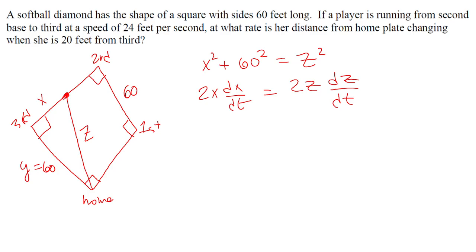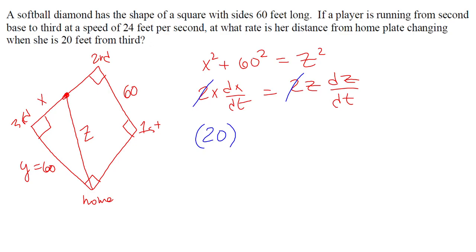So now we just need to look in here and see what values we need to plug in. Well, x is her distance from third base, right? It says what rate is her distance from home plate changing when she is 20 feet from third. So our value for x should just be 20. And again, we'll cancel out the 2's also. Right, so we got x is 20, and dx/dt was given to us. She's running at 24 feet per second, right?